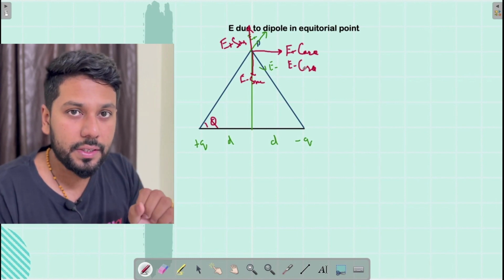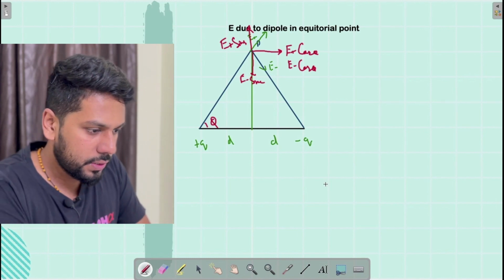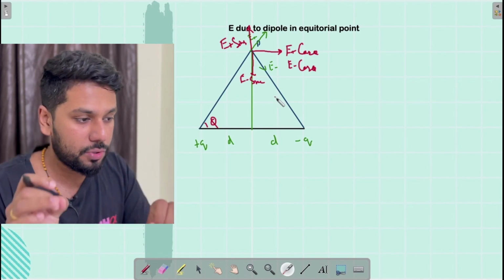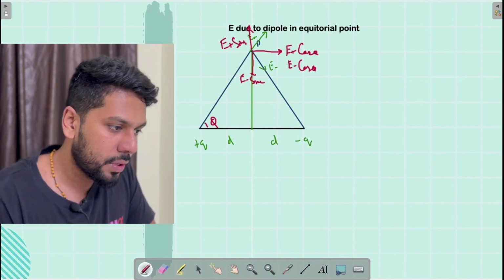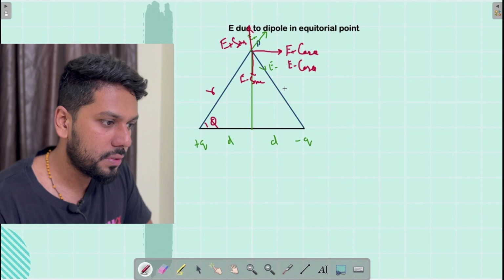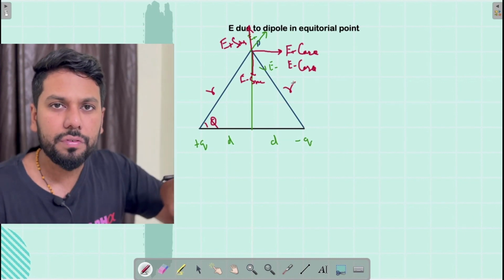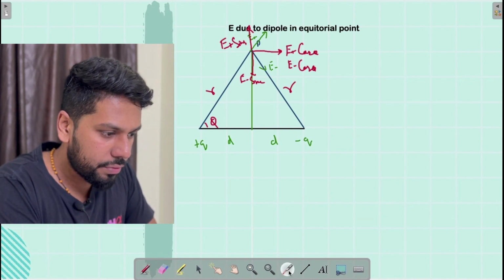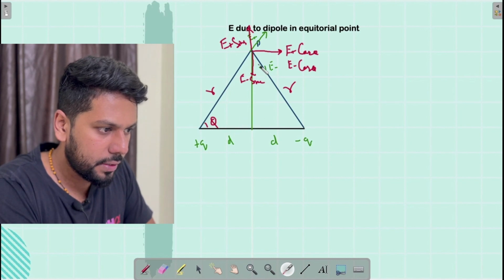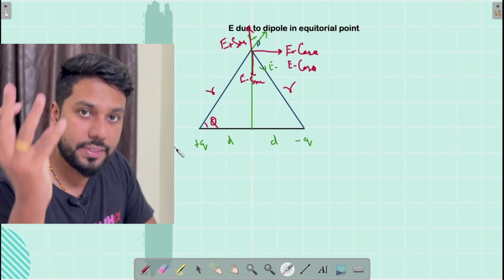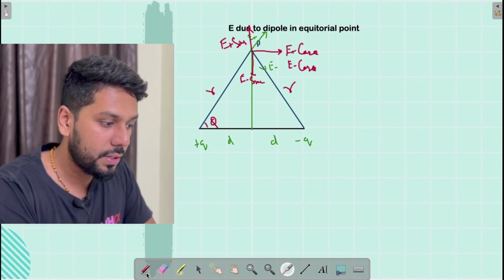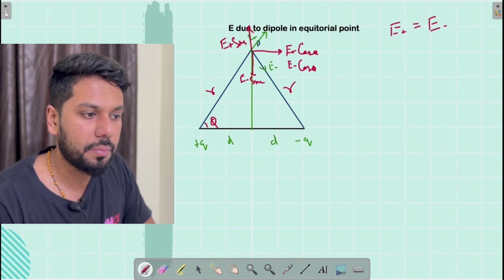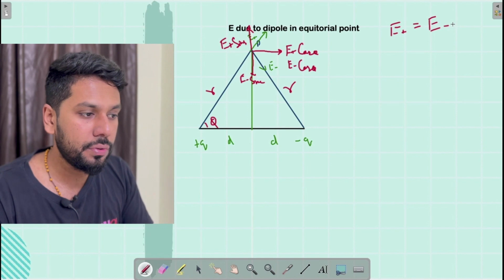Now where is the resultant? You see, both these sine components are in opposite direction. E has the same magnitude because they are from the same charge, and the distance is also the same. You see, this is distance R, this is distance R. They both are sides of a right-angled triangle, so this R and this R are actually the same. Distance is the same, charge is the same, so the electric field value is also the same, isn't it? So my E plus is actually equal to E minus here.